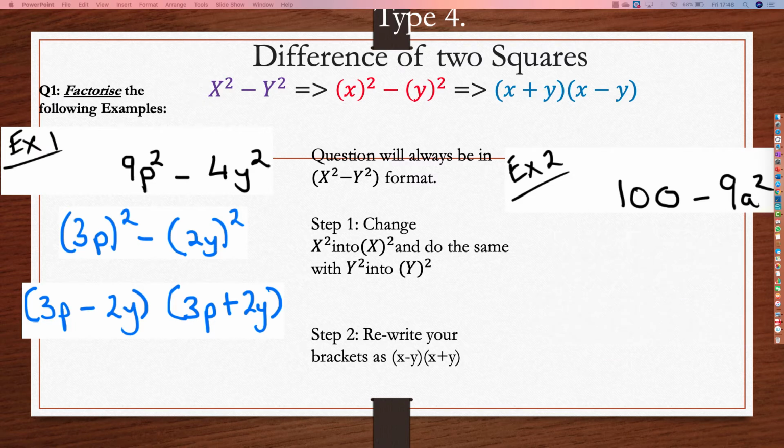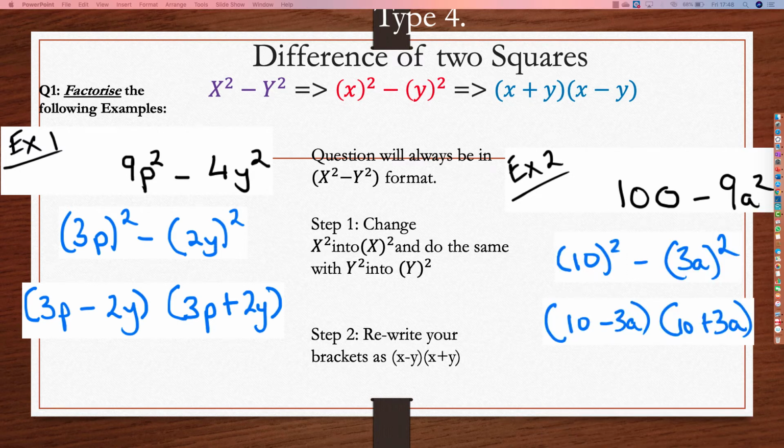That's where we move on. Factorize 100 minus 9a squared. What did you get, Killian? Perfect. 10 minus 3a by 10 plus 3a. Right.